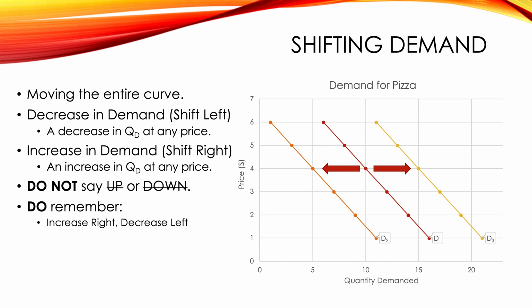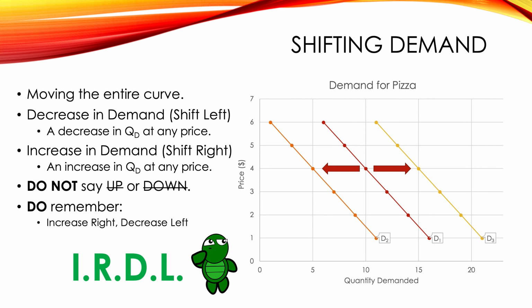So the key thing that I found to be helpful over the years is just remember increase right, decrease left. IRDL or ERDL. ERDL the turtle is something that's helped students in the past remember that when demand is increasing, it's shifting to the right. When demand is decreasing, it's shifting to the left. And if you remember ERDL and you think about it like ERDL is right there, pondering, then you will never get these types of questions wrong.